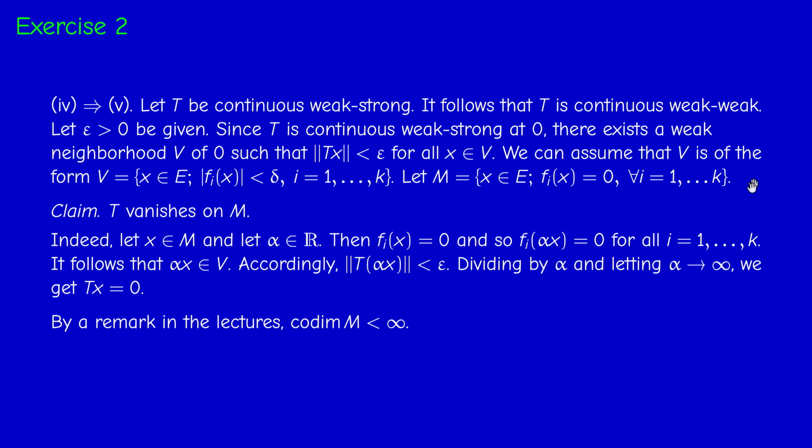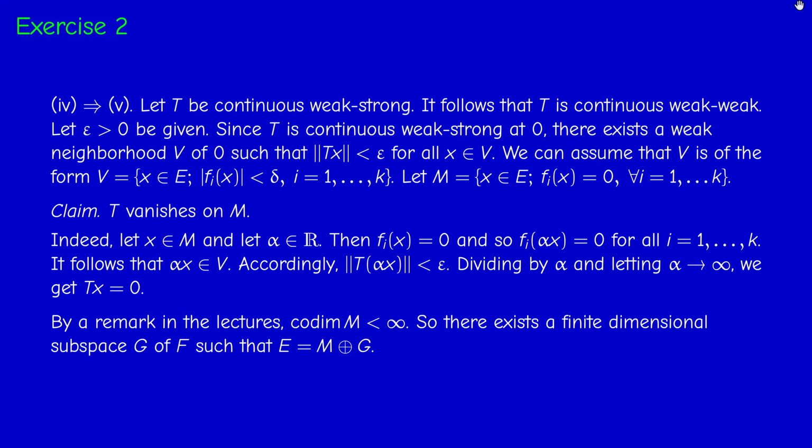Now we observed in the lectures that the codimension of M is finite. This was something not trivial, actually. This part is optional, so if you don't understand all the details, it's okay. But just for completeness, it's good to understand what continuity weak-strong is. Why we do not include it in the other conditions: it's because it's something stronger.